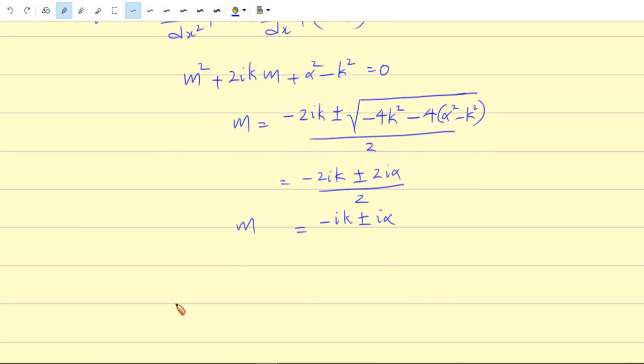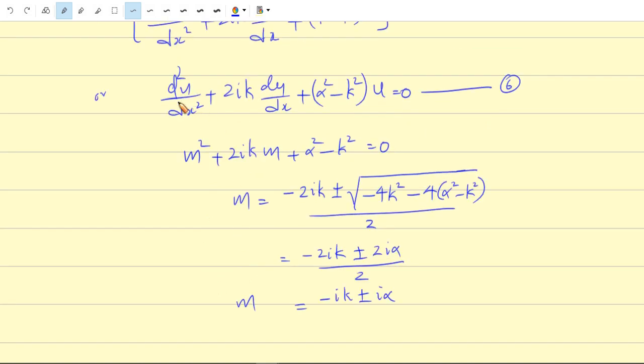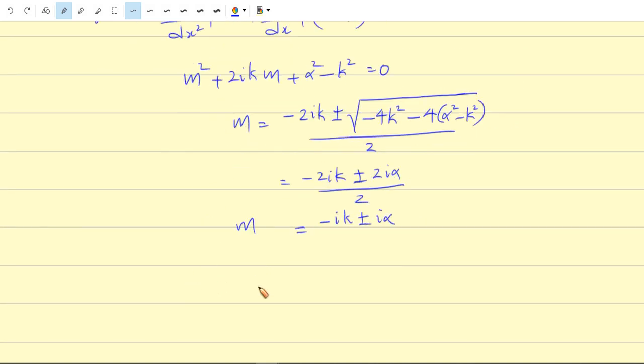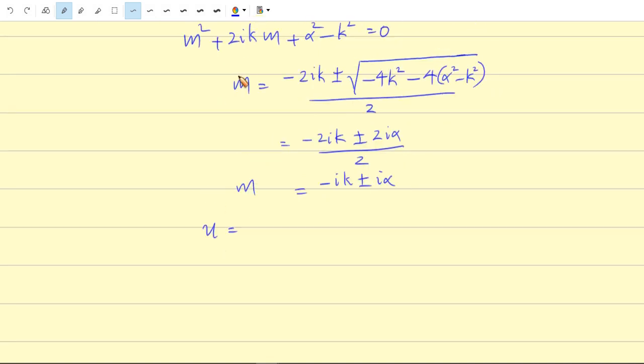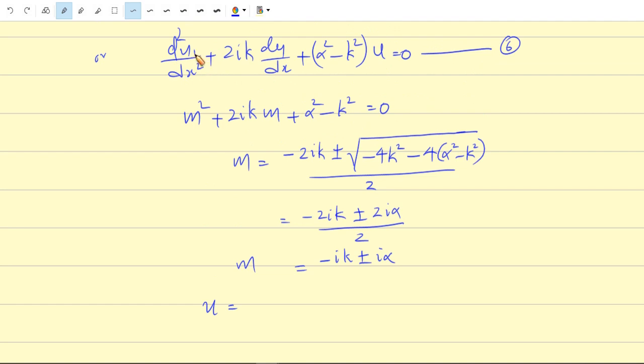Okay. So the general solution of the above equation 6 is u is equal to, so this is in region 1, so we put this equation as d square u1 by dx square plus 2ik du1 by dx plus (alpha square minus k square) u1 is equal to 0.